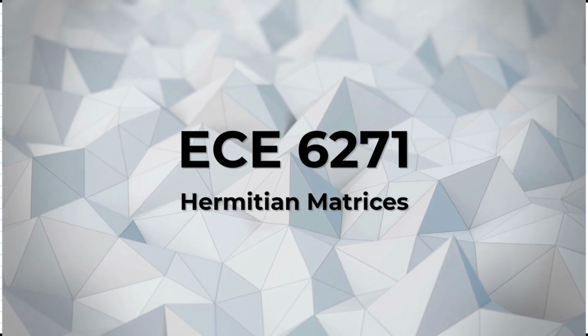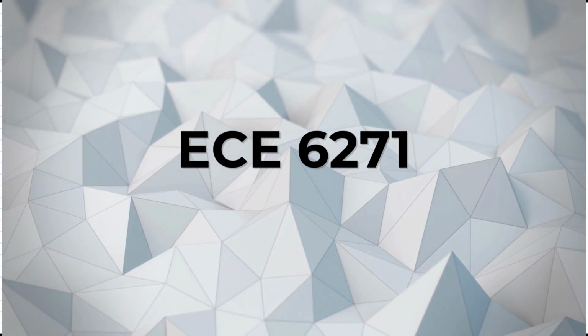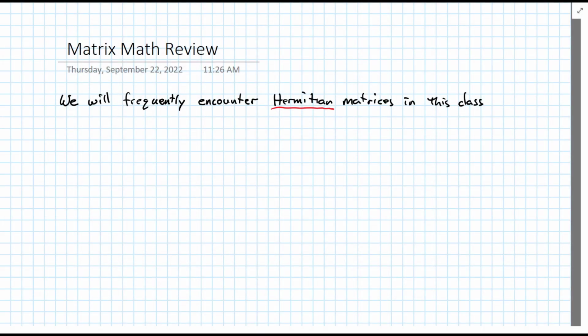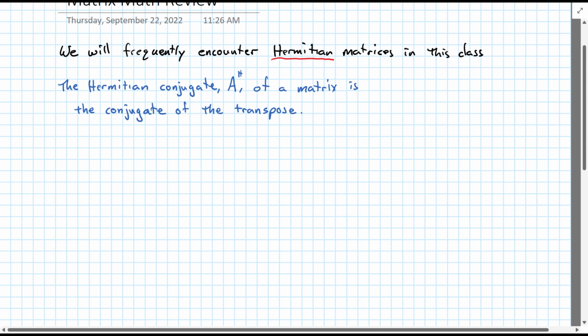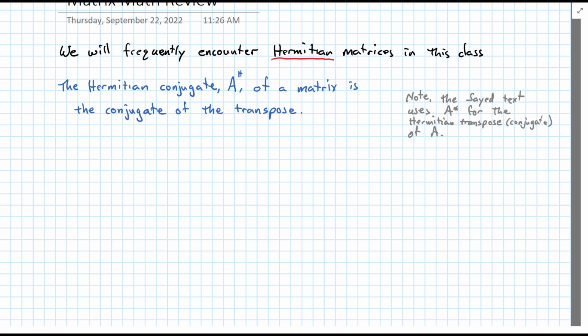In this class, we will frequently encounter Hermitian matrices. A Hermitian matrix is one that is equal to its own conjugate transpose. Note, by the way, we will use the notation H for the conjugate transpose. The Syed text that we'll sometimes refer to uses a different notation, a star.